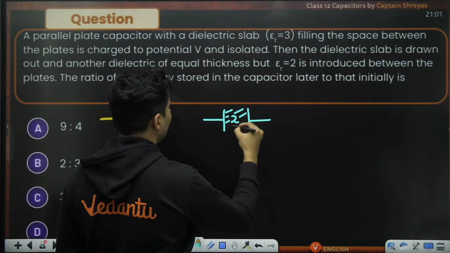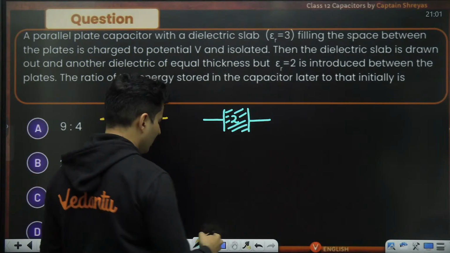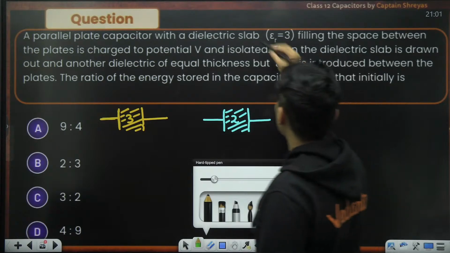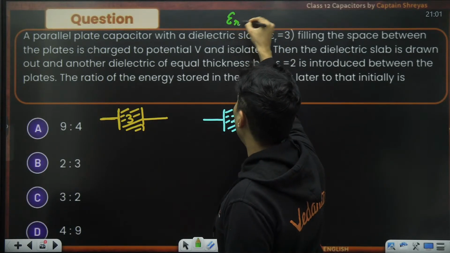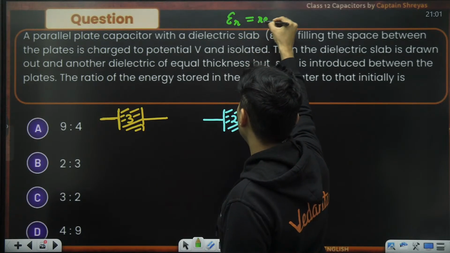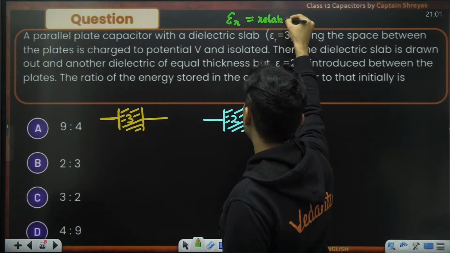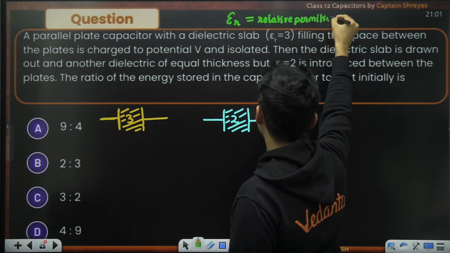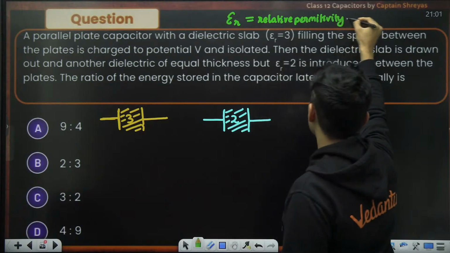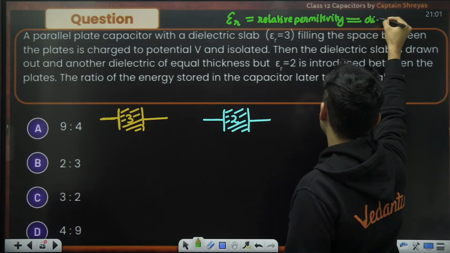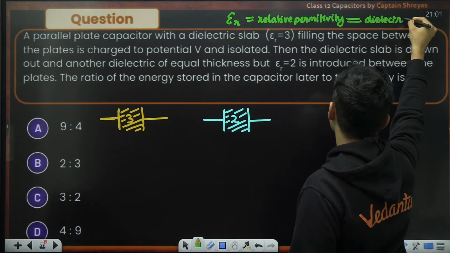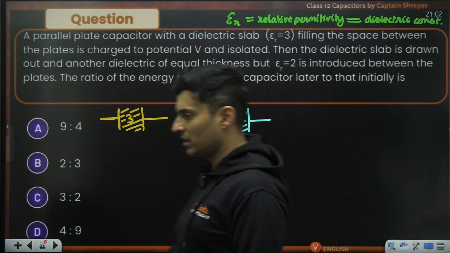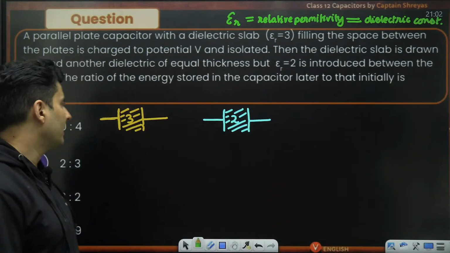So ER means relative permittivity. Don't get confused between these terms. ER is nothing but relative permittivity, which is the same as your dielectric constant. So you don't have to worry about it. It is the same as the dielectric constant.